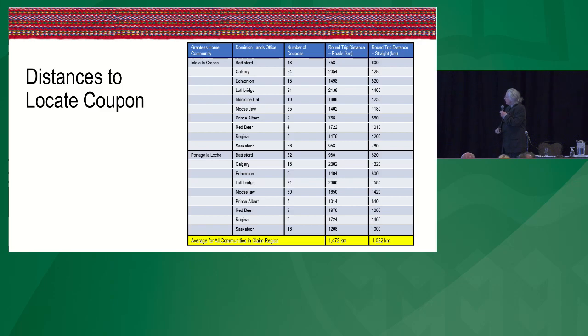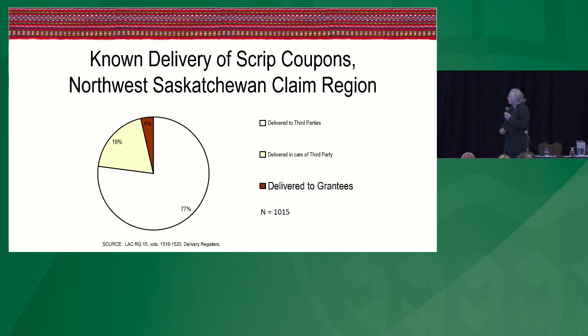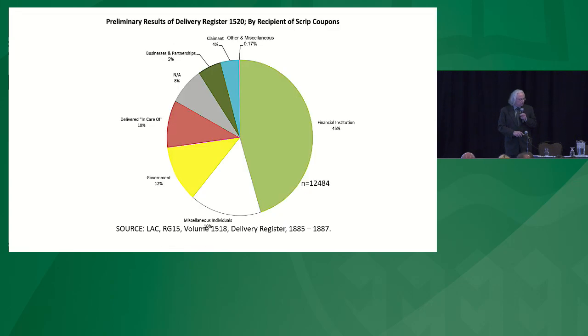Well, the distances to the coupons are quite significant. We actually went down and figured it out by the least biased way. The average is over 1,000 kilometers, right? The coupons, by and large, were not delivered to the grantees, okay? Only that little bit of brown is actually delivered to the grantee. And that was very late in the game, they changed the rules.